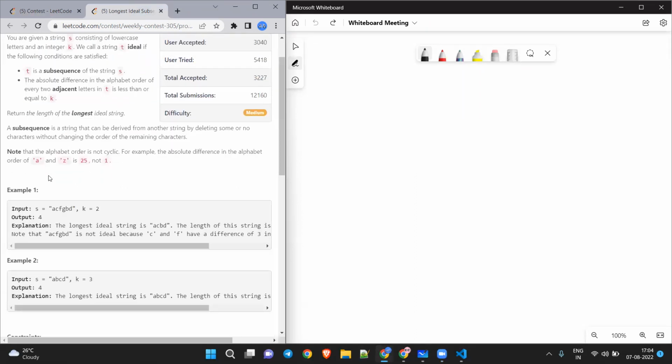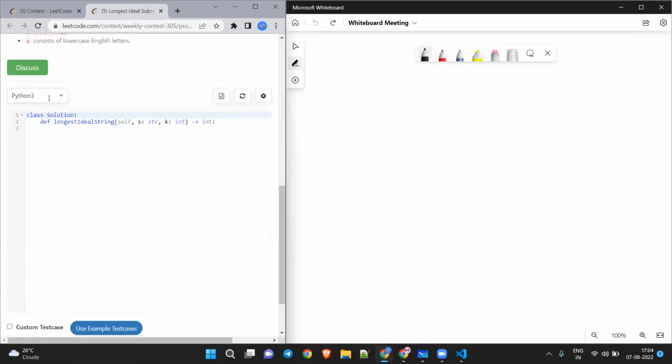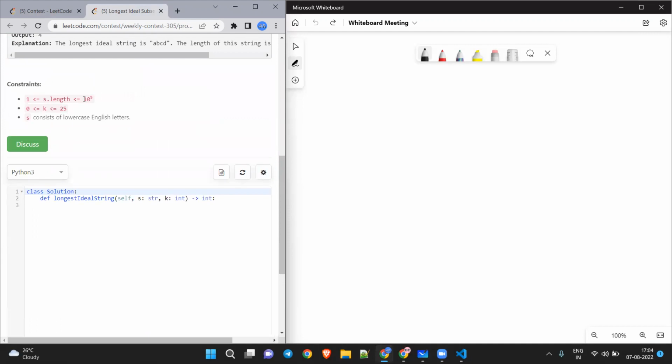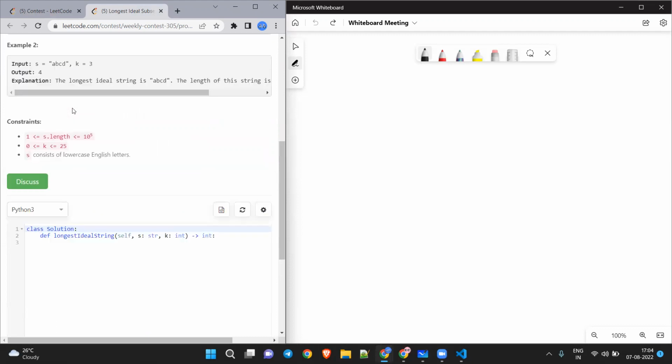When we come to the constraints, the length of the string will be at most 10 to the power of 5, and the K value will be at most 25.